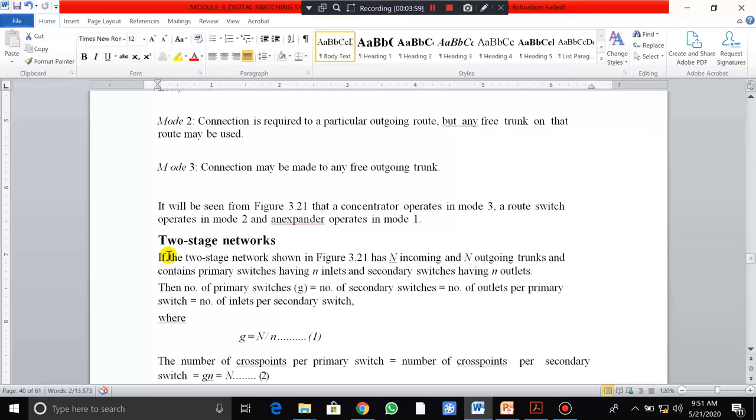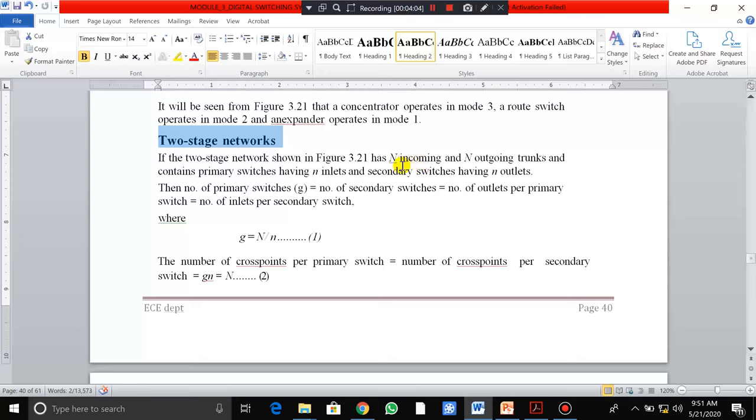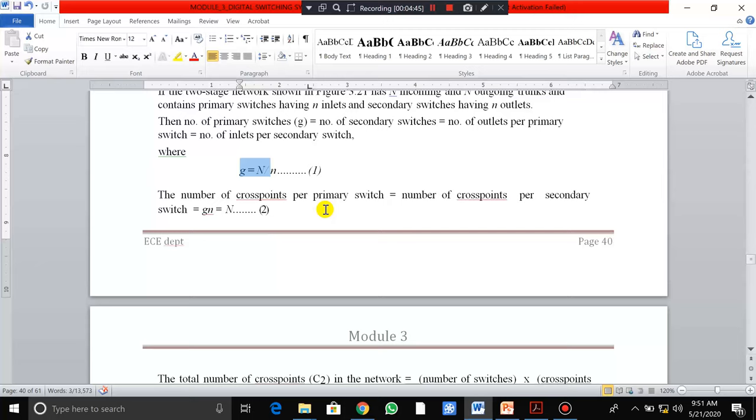Now let us discuss the two-stage network. If the two-stage network has N incoming trunks as well as N outgoing trunks in general, it contains primary switches having n inlets and secondary switches having n outlets. Let us consider the number of primary switches as G, which is equal to the number of secondary switches, which is also equal to the number of outlets per primary switch and the number of inlets per secondary switch, given by the equation G = N/n, that is capital N by small n. The number of crosspoints per primary switch is equal to the number of crosspoints per secondary switch.